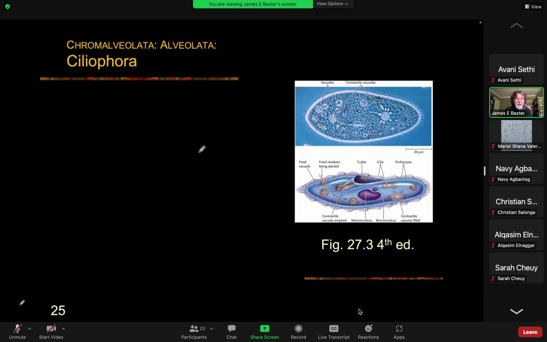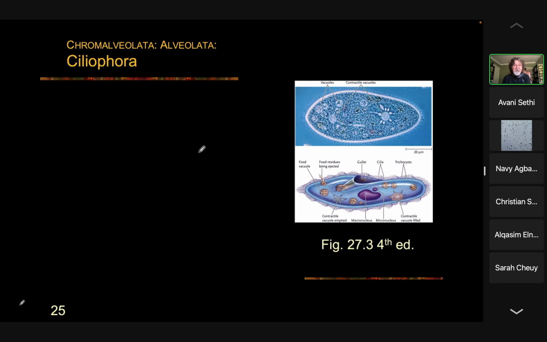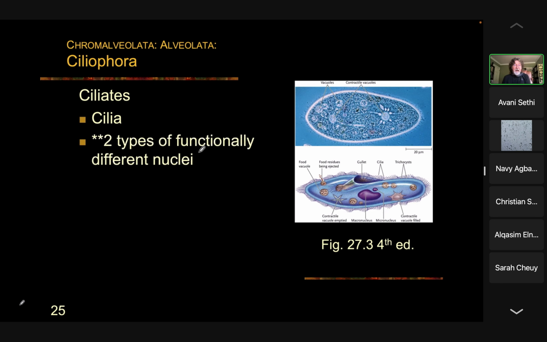All right. Another group that now belongs also to the Alveolata is the Ciliophora. The common name is ciliates. It's a relatively large group, and a lot of them are freshwater, some of them found in soil. Instead of having flagella, their bodies are covered with cilia. This is not an apomorphy, because other groups of eukaryotes also have cilia as well.